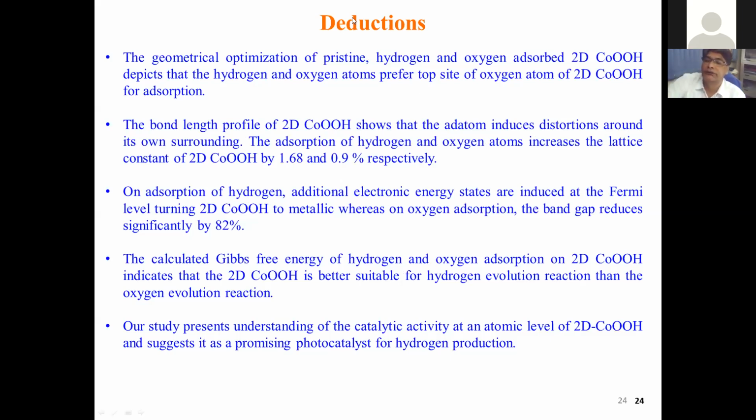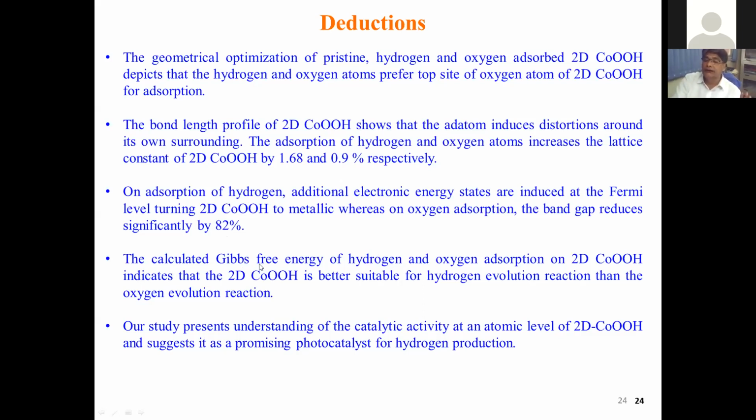Briefly, the geometrical optimization of pristine, hydrogen-adsorbed and oxygen-adsorbed two-dimensional COOH depicts that the hydrogen and oxygen atoms prefer the top side of the oxygen atom of the two-dimensional material. As I said, we have optimized with different configurations, and it is related to bond length. On adsorption of hydrogen, additional electronic energy states are induced at the Fermi level, turning two-dimensional COOH metallic, whereas with oxygen the band gap reduces significantly by 82%.